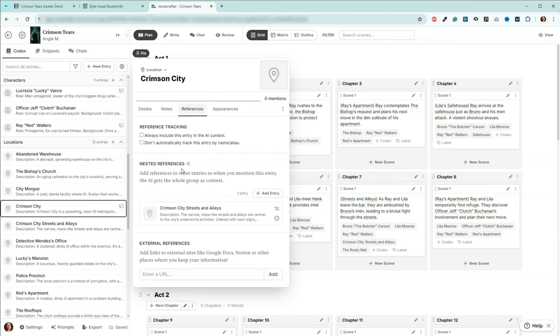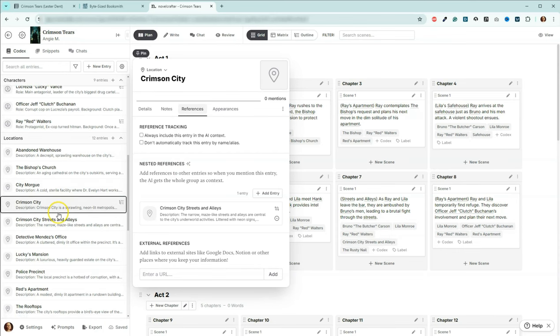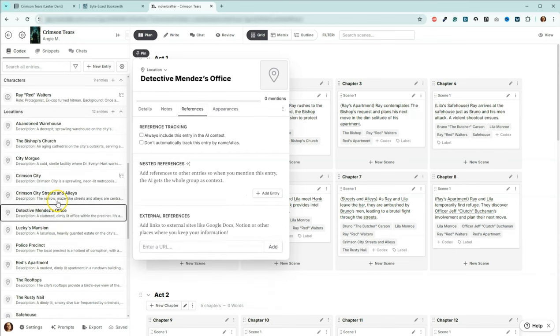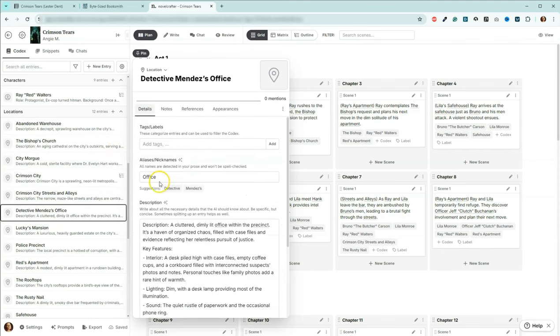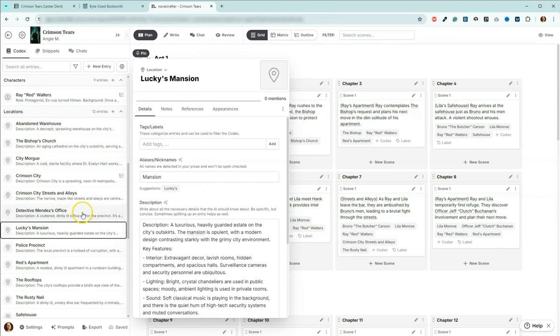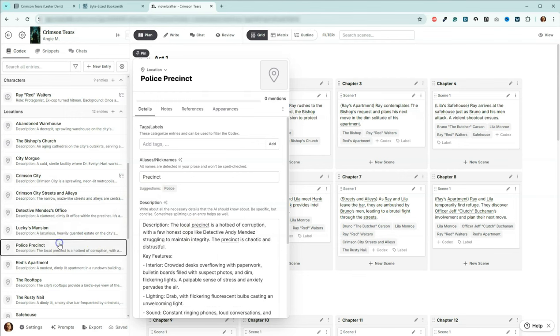So because they are connected. Let's see what else. The detective's office, I called it office because it's the only office that is mentioned. Same with the Lucky's Mansion. I just called it Mansion as well. So the Mansion. So it actually would call this entry.